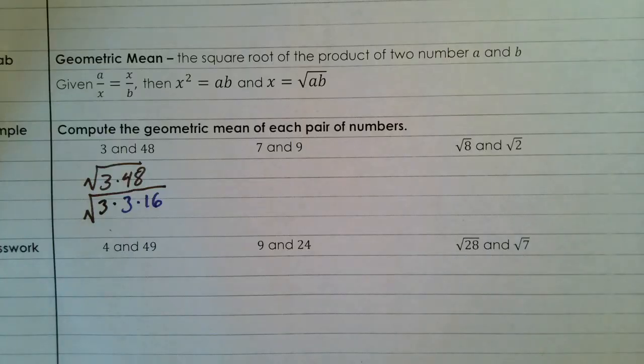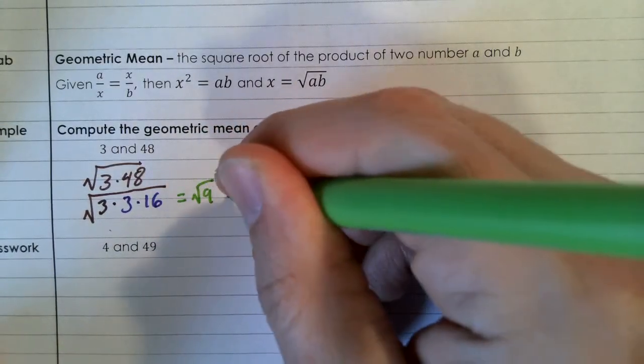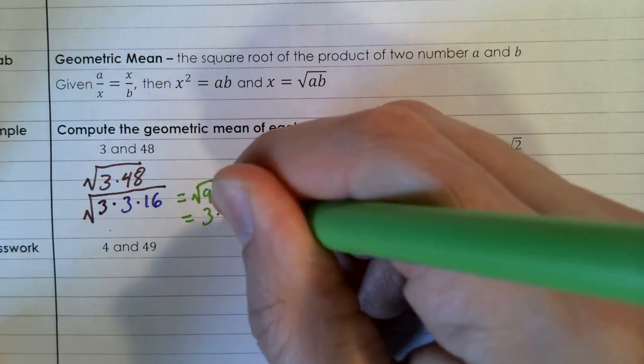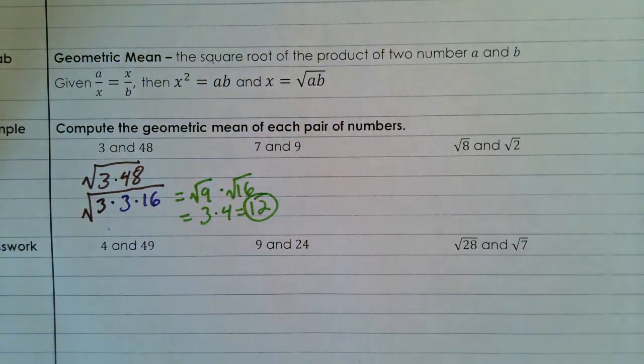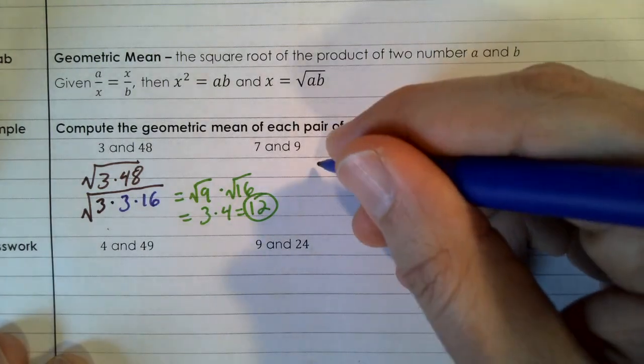Well, if I simplified that, that's really just the square root of 9 times the square root of 16. Hey, that's just 3 times 4. So my answer is just 12. I'd get the same answer if I multiplied that 3 and 48 together and then square rooted, but hey, I just was able to do that in my head without a calculator. So that's kind of cool. Either way works, doesn't matter what you want to do.